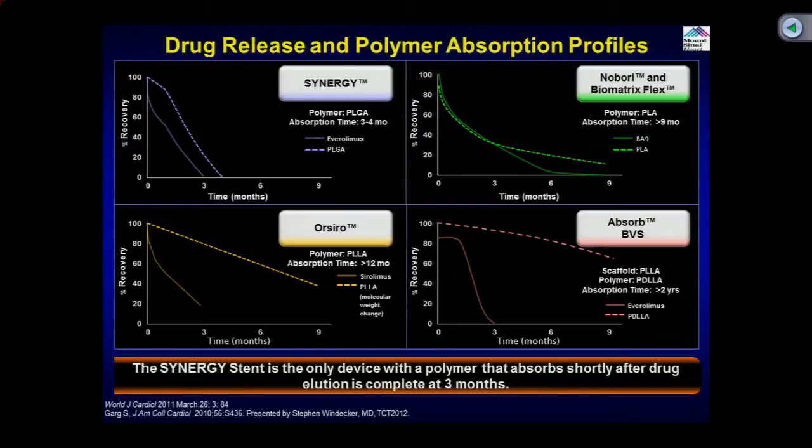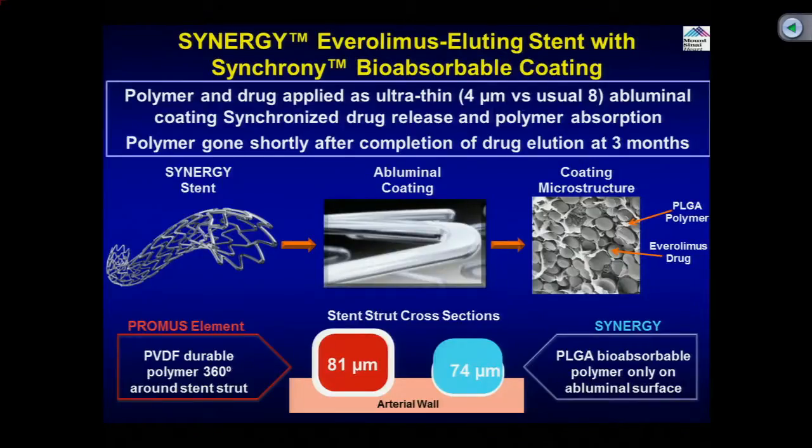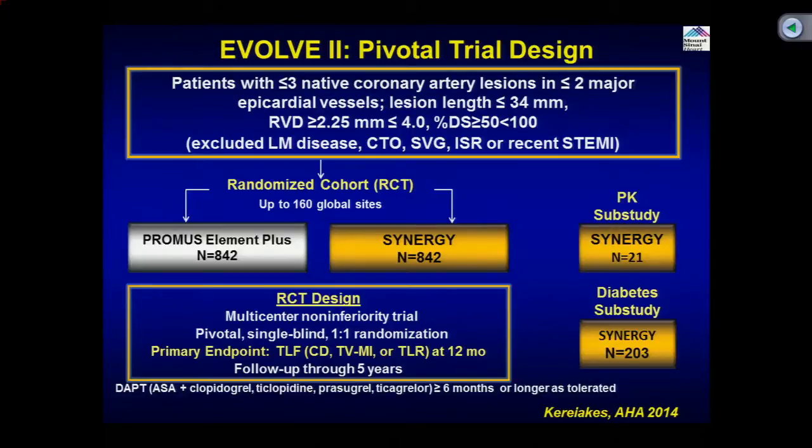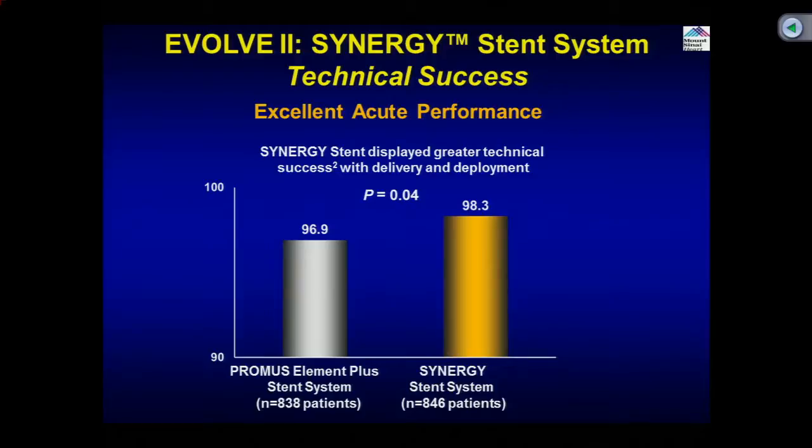The one which has now undergone testing in the United States is the Synergy, which is part of the Evolve 2 trial. It is the Synergy stent of Boston Scientific, compared against Promus Element, with thinner stent struts, 74 micron versus 81, and an ultrathin abluminal surface polymer, 4 micron versus the usual 8. The idea is that it disappears about 3 to 4 months after the drug is gone. This led to the Evolve 2 trial of Promus Element Plus versus Synergy in about 1800 patients, and it clearly showed that the Synergy stent has better deliverability, 98 versus 96.9.